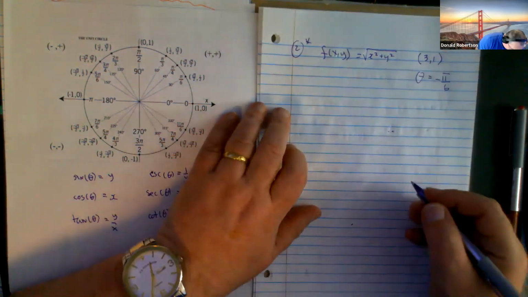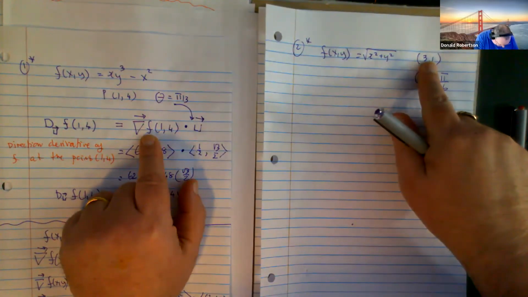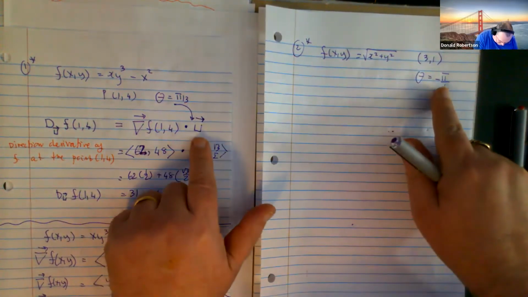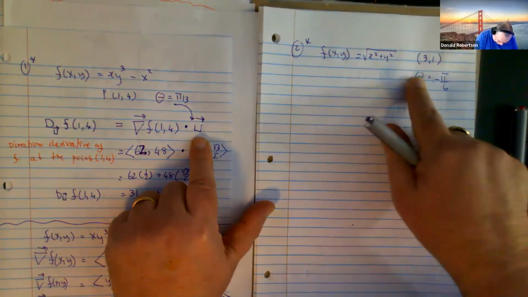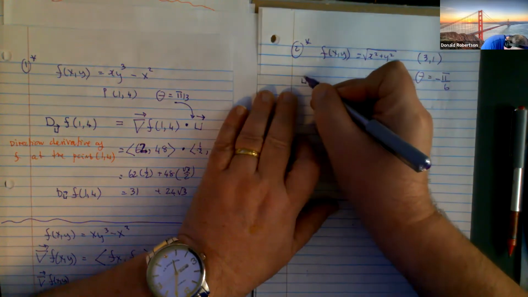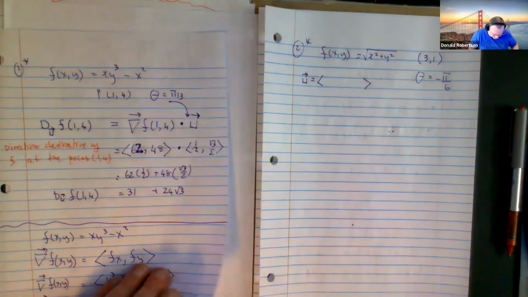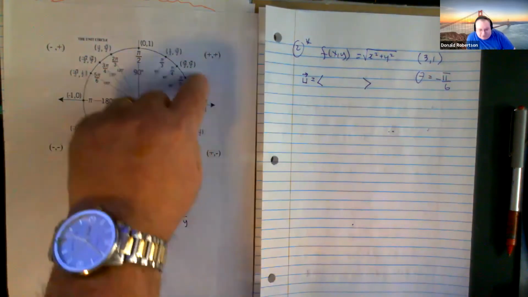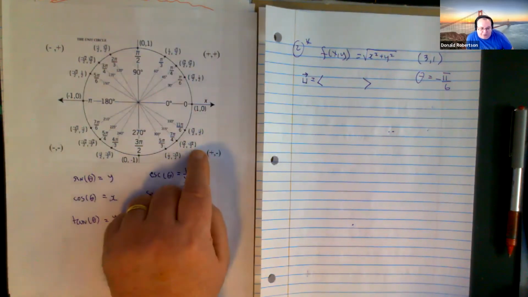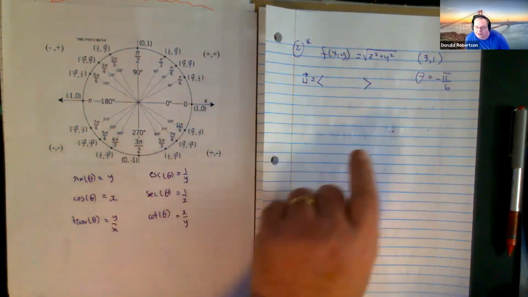So I need to find the gradient at that point, and I need to know the unit vector that's the same as traveling in that direction. I'm going to do a slightly different order. Let's get the unit vector first. I know I don't have negative pi upon 6 on my sheet of paper here, but hopefully you all know what that's equivalent to.